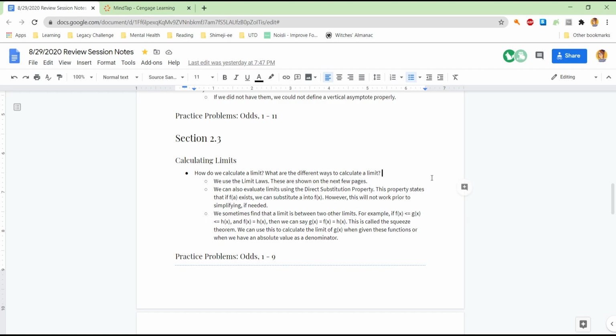We'll also cover the squeeze theorem. Sometimes we can find that a limit is between two other limits. So if f of x is less than or equal to g of x, which is less than or equal to h of x, and both the outer two functions, f of x and h of x, have the same limit, then we can say that all three are the same. That's called the squeeze theorem. We can use this to calculate the limit when given these functions, or if we have an absolute value as the denominator. And then I have some practice problems here as well.